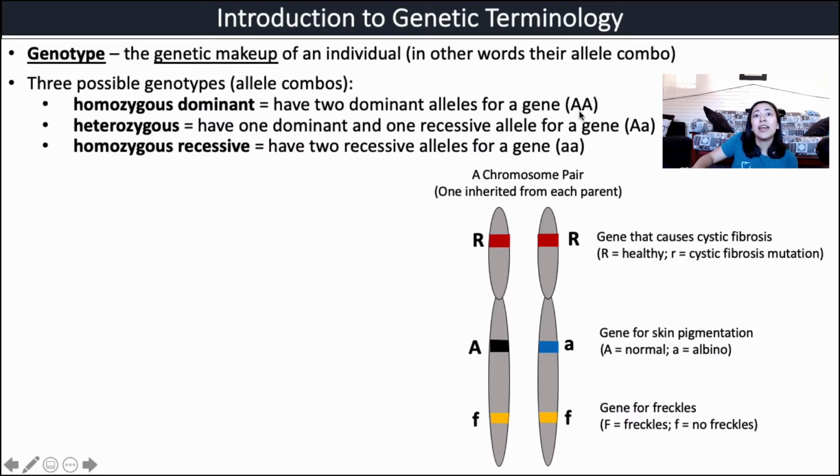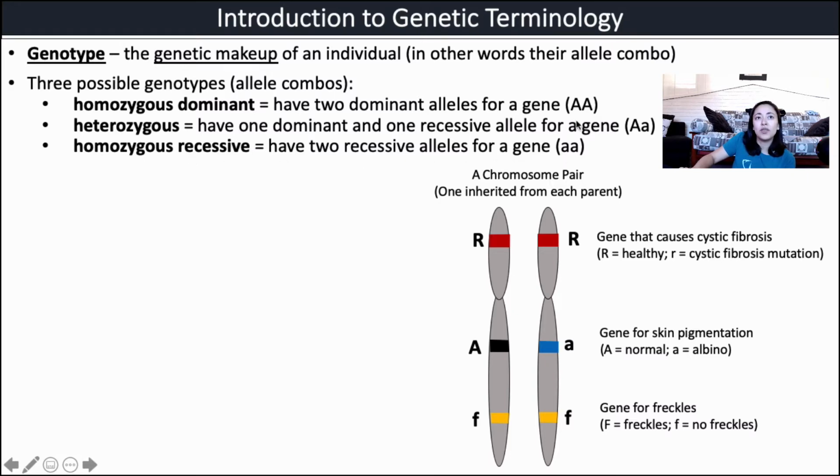If an individual inherited two dominant alleles for a gene, we call that condition homozygous dominant. Homozygous, homo means the same, right? And both of their alleles are the same and both of them are dominant. So that would be homozygous dominant. If they inherited one dominant allele and one recessive allele for a gene, then they are called heterozygous. And if they have two recessive alleles for a gene, they are called homozygous recessive.